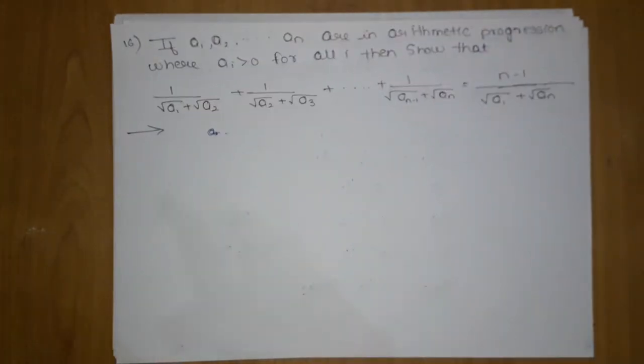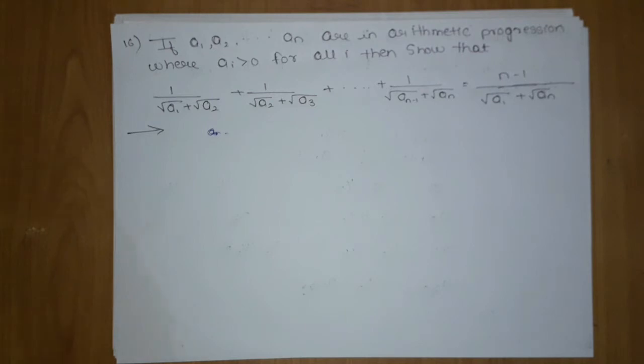The question is: if a1, a2, till an are in arithmetic progression, where ai is greater than 0 for all i, then show that 1 upon under root a1 plus under root a2, plus 1 upon under root a2 plus under root a3, and so on, plus 1 upon under root an minus 1 plus under root an, is equal to n minus 1 upon under root a1 plus under root an. Here a1, a2, a3 are all greater than 0.